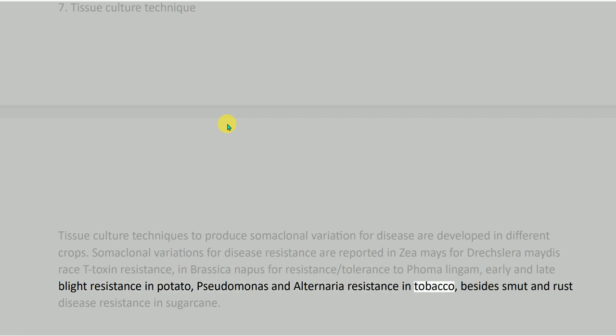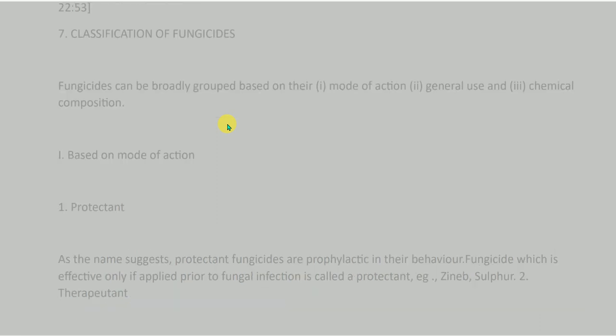7. Classification of fungicides. Fungicides can be broadly grouped based on their 1. Mode of action, 2. General use and 3. Chemical composition. I. Based on mode of action. 1. Protectant. As the name suggests, protectant fungicides are prophylactic in their behavior. A fungicide which is effective only if applied prior to fungal infection is called a protectant, e.g. Zineb, sulfur.